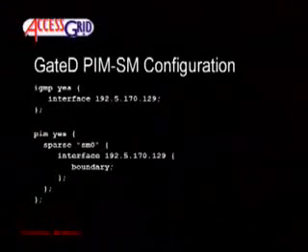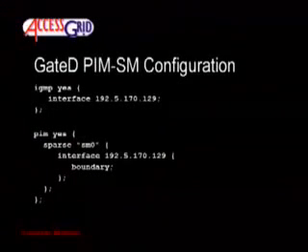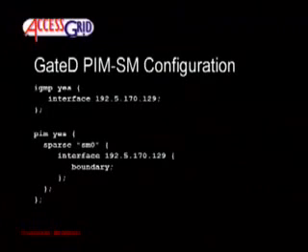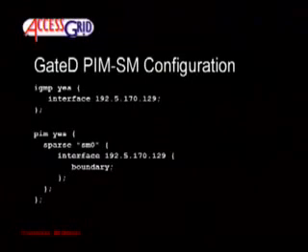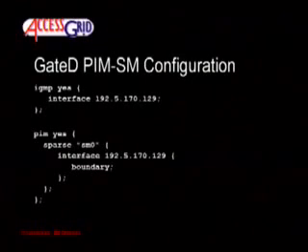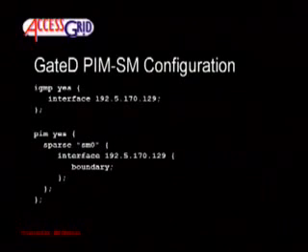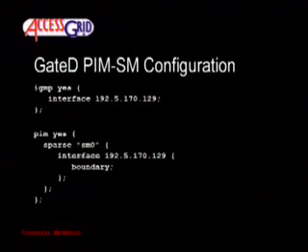Okay, configuration for gate D and for PIM sparse and MSDP. I'll run through these real quick. I didn't get any MSDP configuration for gate D. I understand it's coming soon. PIM sparse is really easy to configure on gate D. You say, I'm going to do IGMP on this interface, and I'm going to do PIM sparse. That's pretty straightforward.